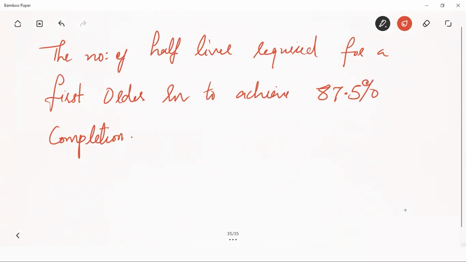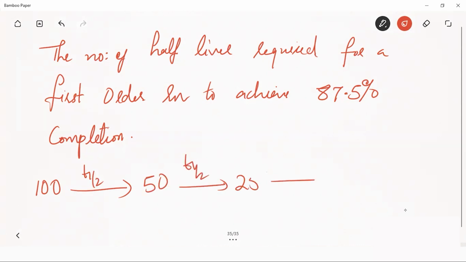You have to find out the number of half-lives. Okay, initial just take it as 100. So T half means what? 100 is converted to 50. And again T half means what? 25. Again T half means what? 12.5. Right? Okay. Now if you again take T half, it will become half of 12.5. Like that. Now the answer is clear in this.